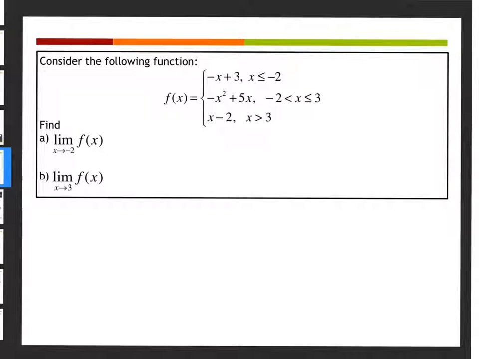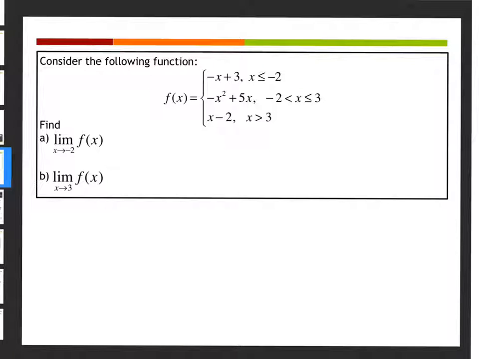Here we have a function, a piecewise function. If you have a piecewise function like this one, and you're asked to find something like, here I'm asked to find the limit as x approaches negative 2. In order for the limit to even exist, what has to happen? For a limit to exist, what has to be true? The right and the left have to be the same.